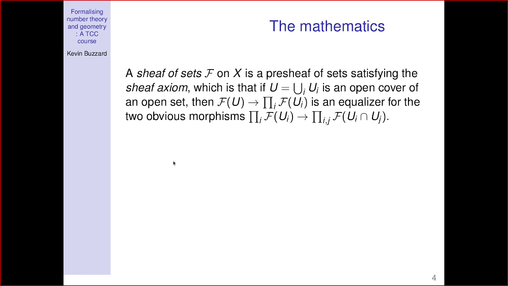So what's going on here? We've got a map from the product over i of F of U_i to the product over i and j of F of U_i intersect U_j. The intersection of two open sets is still open, right? So F of U_i intersect U_j makes sense. And there's a map from F of U_i to F of U_i intersect U_j. And there's also a map from F of U_j to F of U_i intersect U_j. So those two concepts, use the first variable and use the second variable, give you two morphisms from, do you know what? It would be even better.